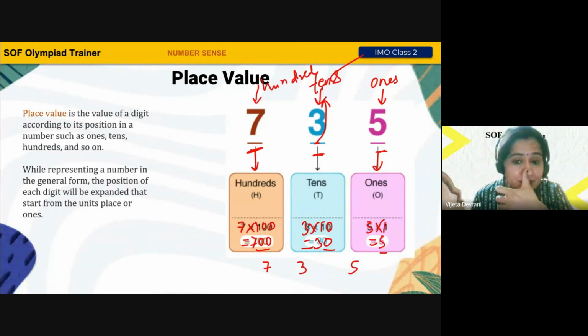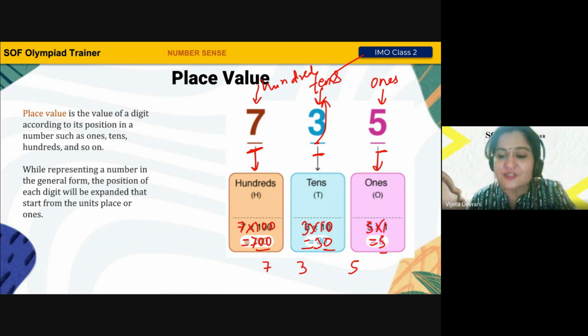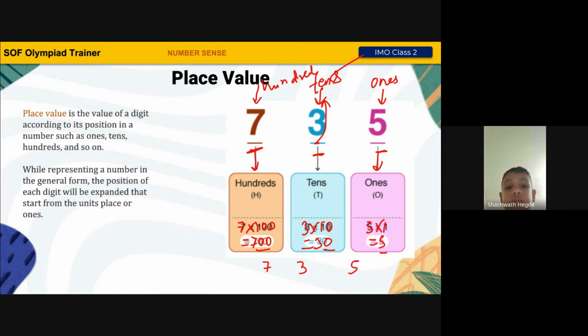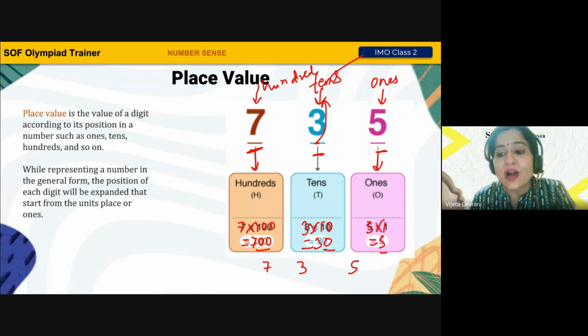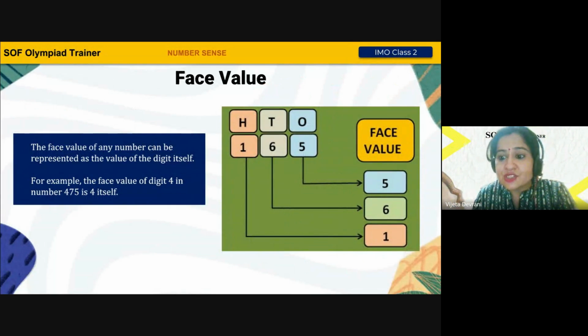Okay. So we understood what we mean by place and place value. Now you understand both are different things. Place is different, place value is different. So next time when we have the next class, I'll ask you randomly. Then you should be able to answer me. Okay. Next, move to the next one, which is called face value.